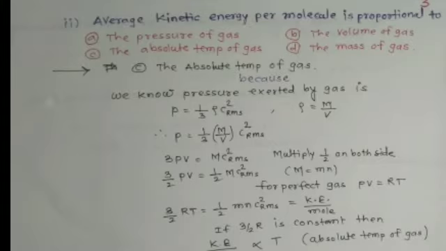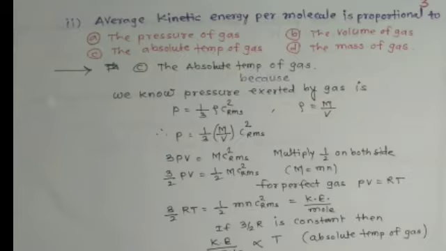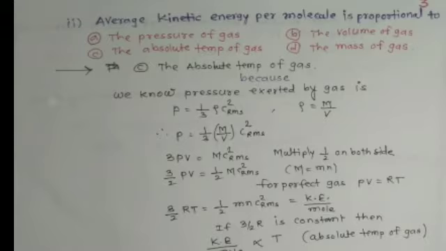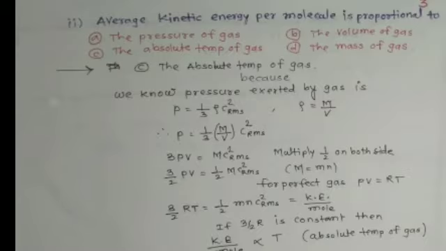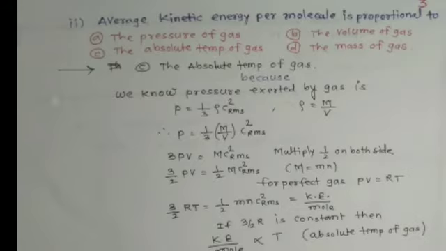Question number 2. The average kinetic energy per molecule is proportional to option A, the pressure of gas, option B, the volume of gas, option C, the absolute temperature of gas, and option D, the mass of gas. So the answer to the question will be option C, the absolute temperature of gas.